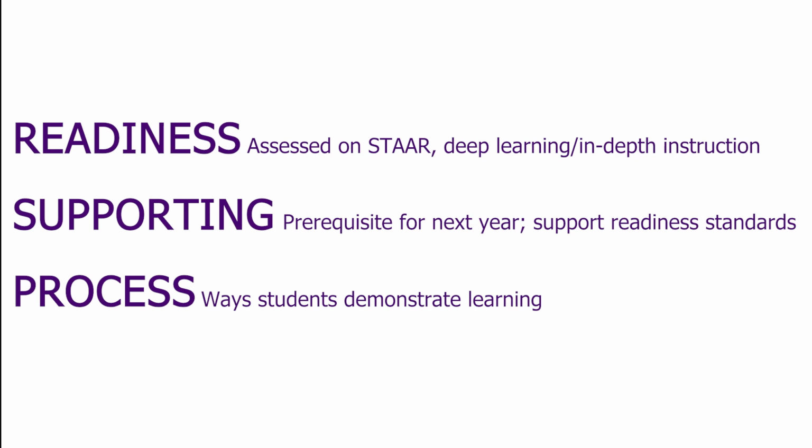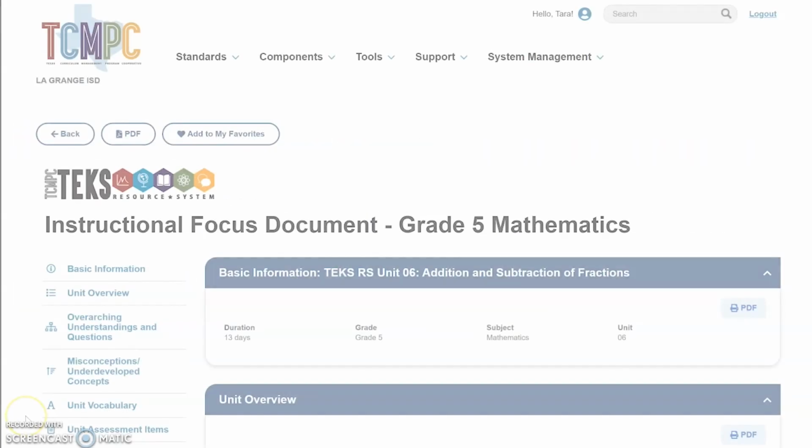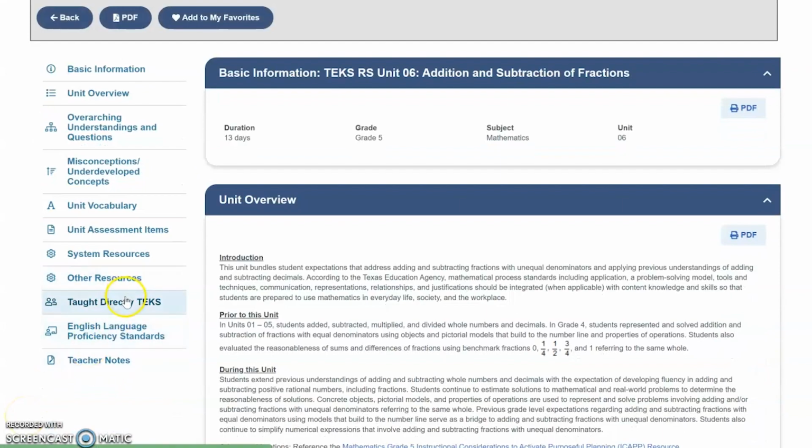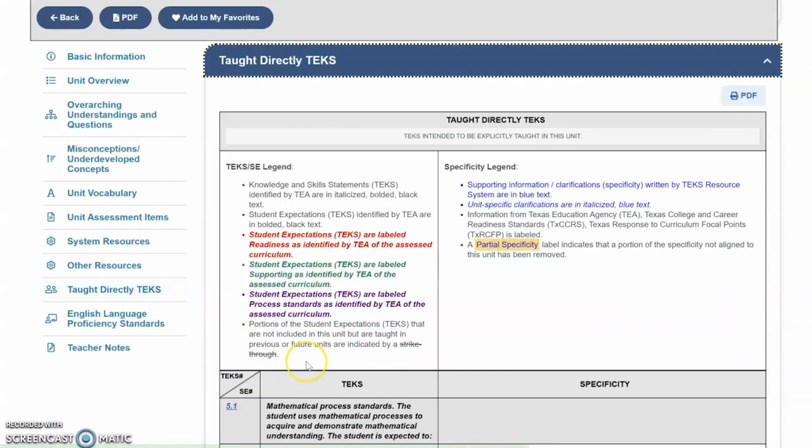And then finally, the process standards involve the ways students can demonstrate their learning, and they're assessed along with the readiness and supporting standards. So it's important that you can identify these types of standards in your unit so that you can evaluate what the student needs to learn, what skills they may need to practice in order to learn, and then demonstrate their learning. You can use the TEKS resource system, the instructional focus document there, to determine the standard type.